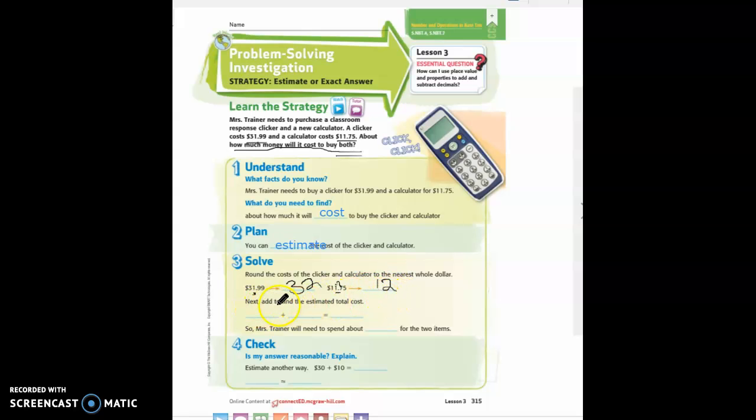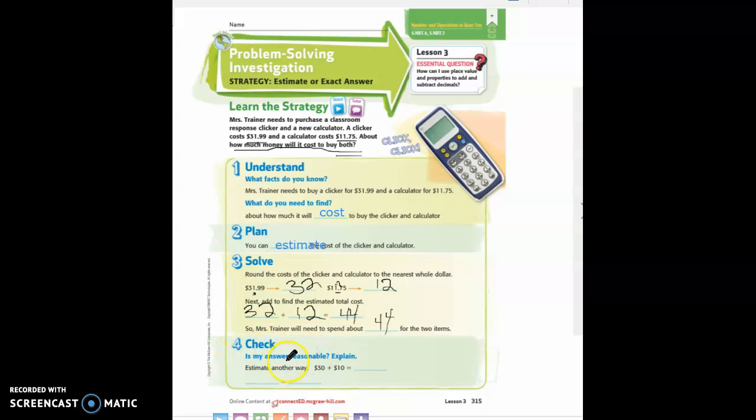Okay, so next, we need to add to find the estimate of the total cost. So let's go ahead and add 32 plus 12. Let's see what that gives us. 32 plus 12 equals 44. Yeah, so she's going to spend around $44. So Mr. Strainer will need to spend about $44 for the 2 items.